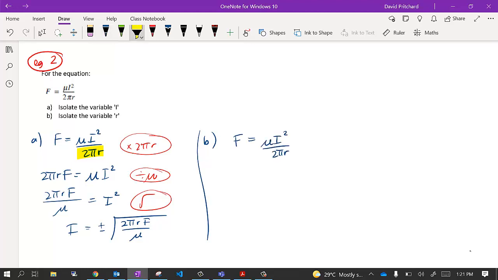Part B, when we're just isolating for r, the first thing we want to do is get r off the bottom. So that first step is pretty similar, I would say. Going to multiply by 2 pi r. So 2 pi r f is equal to mu I squared.